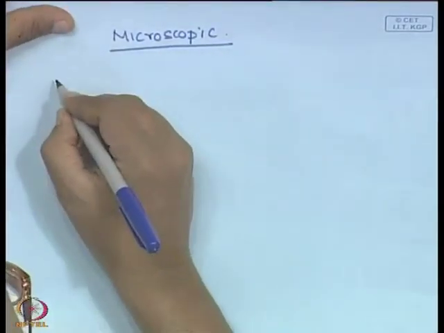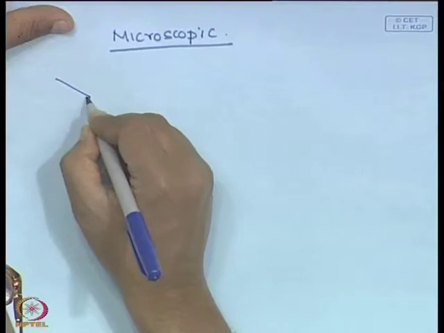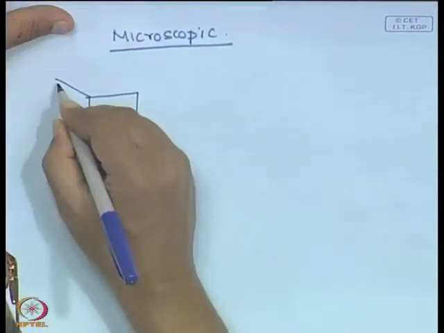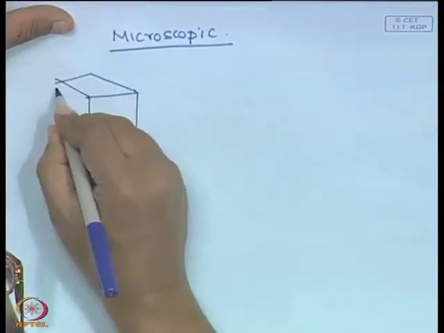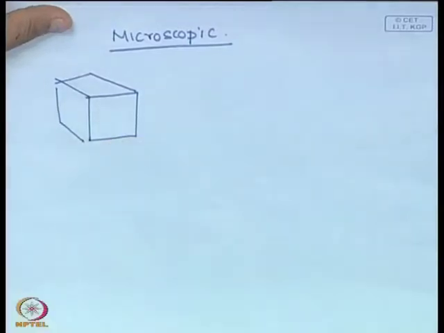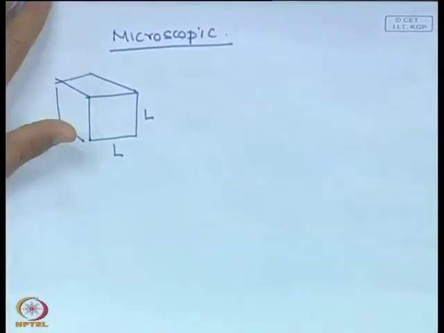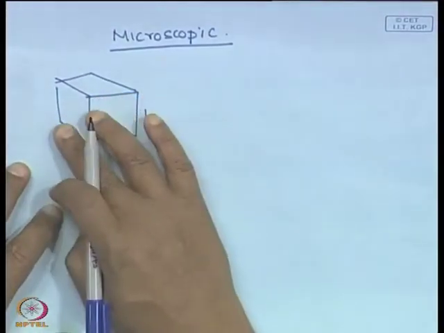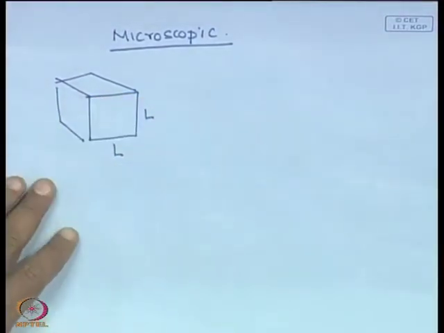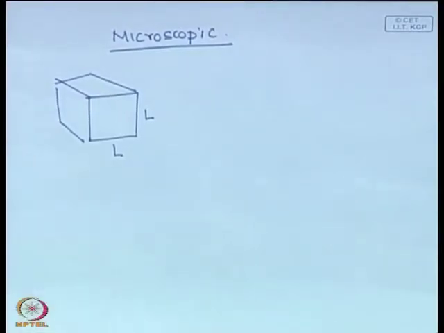So, let us start off by considering a volume, a cube like this of side L. All three sides are L. So, a volume is L cube, and we will assume that there are electromagnetic waves inside this cube, and we will assume periodic boundary conditions.